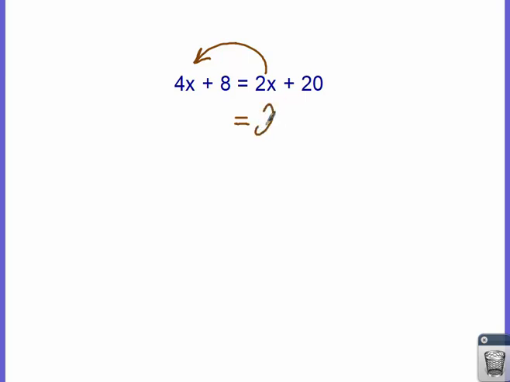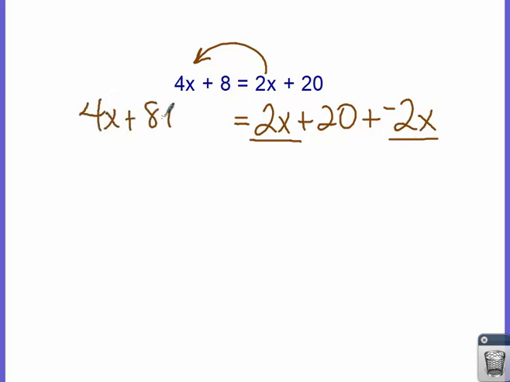So I'm going to write down what I have, 2x plus 20, and then I'm going to add what I need in order to move that 2x. So I'm going to add its opposite. So this is my new thing that I'm adding, the negative 2x. So if I add it to the right-hand side, I must add it to the left-hand side also. So now I take my 4x plus 8, and I add to that the negative 2x that I added on the right-hand side. Now I simplify the line.